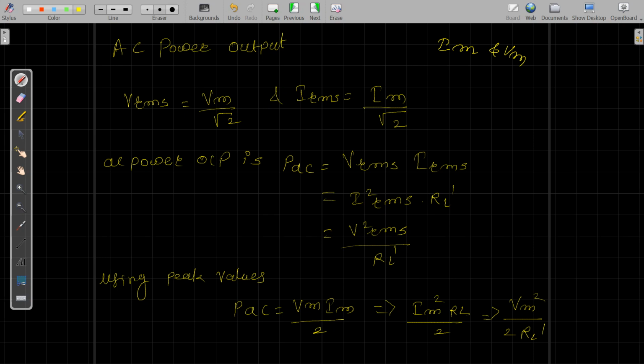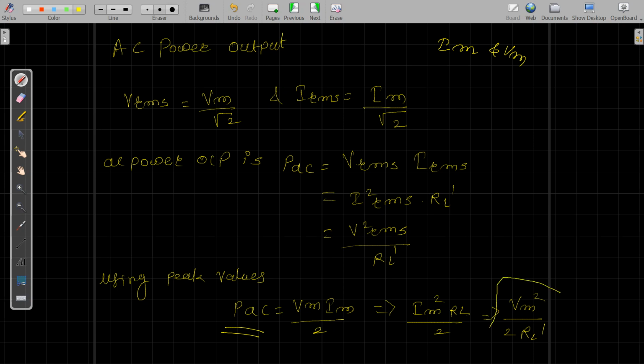Now the AC output power can be expressed as PAC equals Vrms into Irms. Put in Vrms and Irms into RL dash, and you will get PAC in terms of Vrms. Again, if you calculate using peak values, it is Vm Im. If you calculate with peak to peak values, it is V peak to peak. So if I use peak values, my PAC equals Vm square by 2 RL dash.